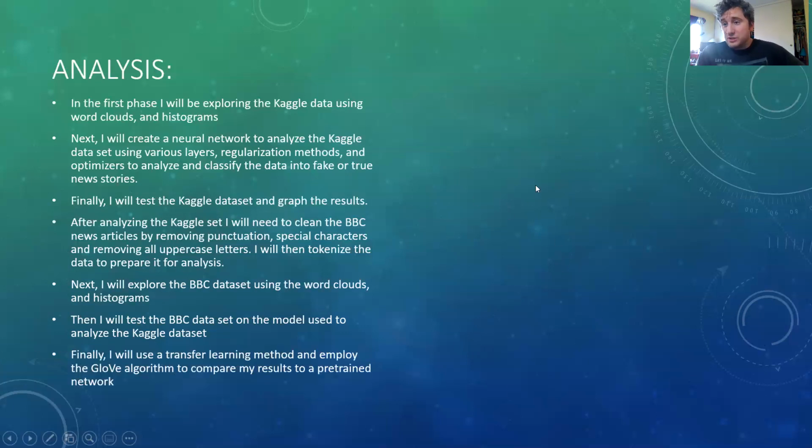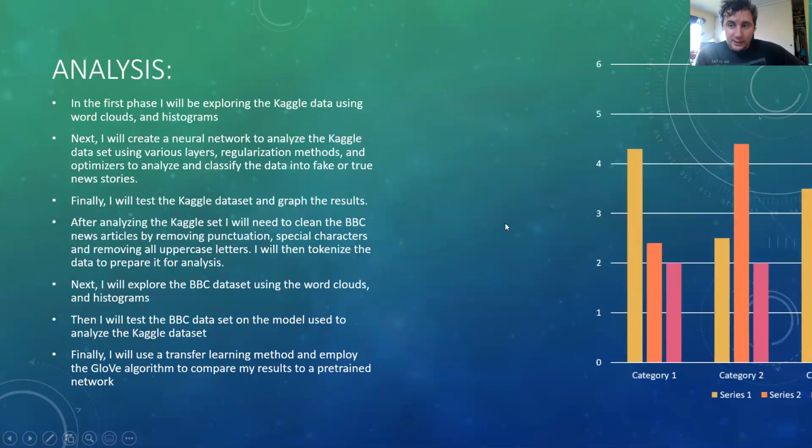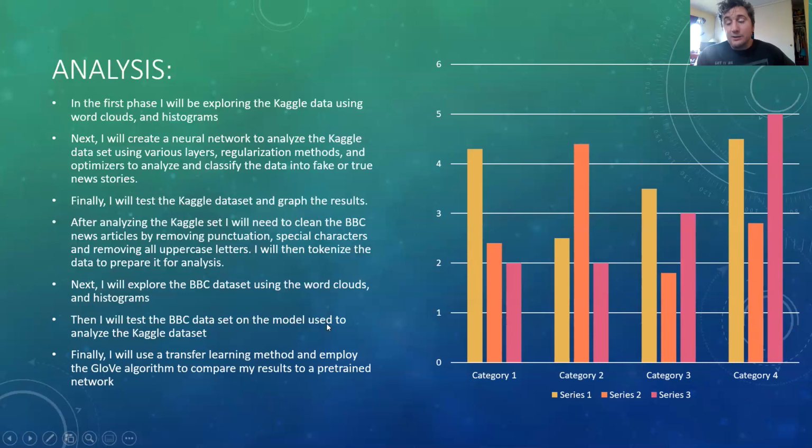And then finally, just to check my performance versus what else is out there, I was planning on using a transfer learning technique to test the accuracy of my algorithm versus some pre-trained networks like GloVe. GloVe is a well-known algorithm for text analysis, and I was planning on using it to pre-train the weights on the neural network to analyze the data and see how that would work in reference to my own.